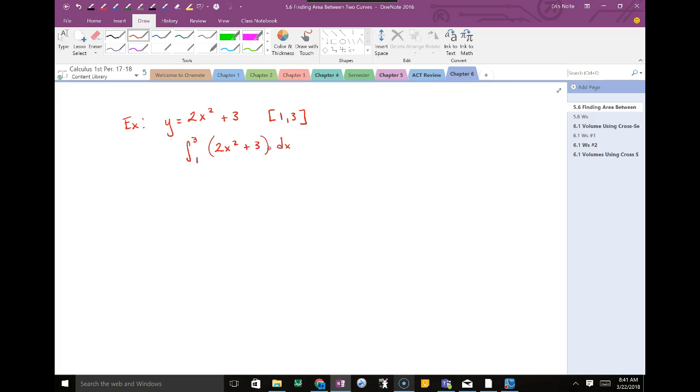All right, so let's remember how to integrate. How do I integrate 2x squared? You add 1 to the exponent, and then you divide by that same number. So what is my first term? Good. 2/3 x to the third plus 3x. Okay, and I just integrated it, so I need to keep it in parentheses.